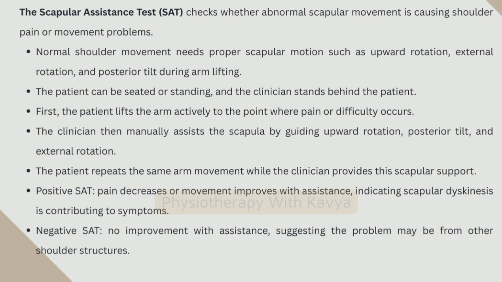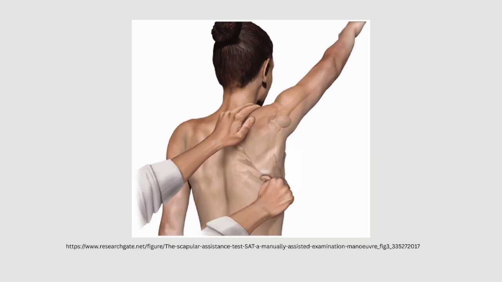Positive means the pain decreases or movement improves with assistance, indicating scapular dyskinesis is contributing to shoulder symptoms. Negative means no improvement with assistance. This suggests that the problem may be from other shoulder structures. Here is a picture of scapular assistance test. So basically, the scapula is assisted and it is checked whether it improves shoulder symptoms.